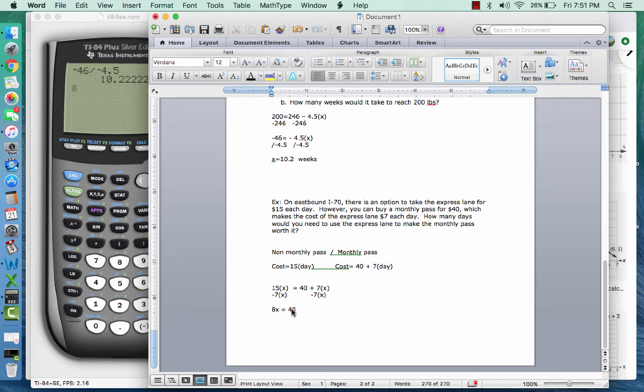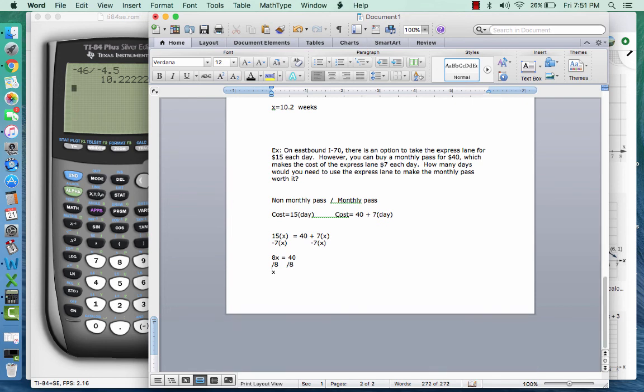I want to know how many days it takes, saving $8 each time, to pay back the $40 that I paid up front. So the way I solve this, I divide both sides by 8. Turns out that the number of days is 5 days. So in other words, 5 days to make it worth it.